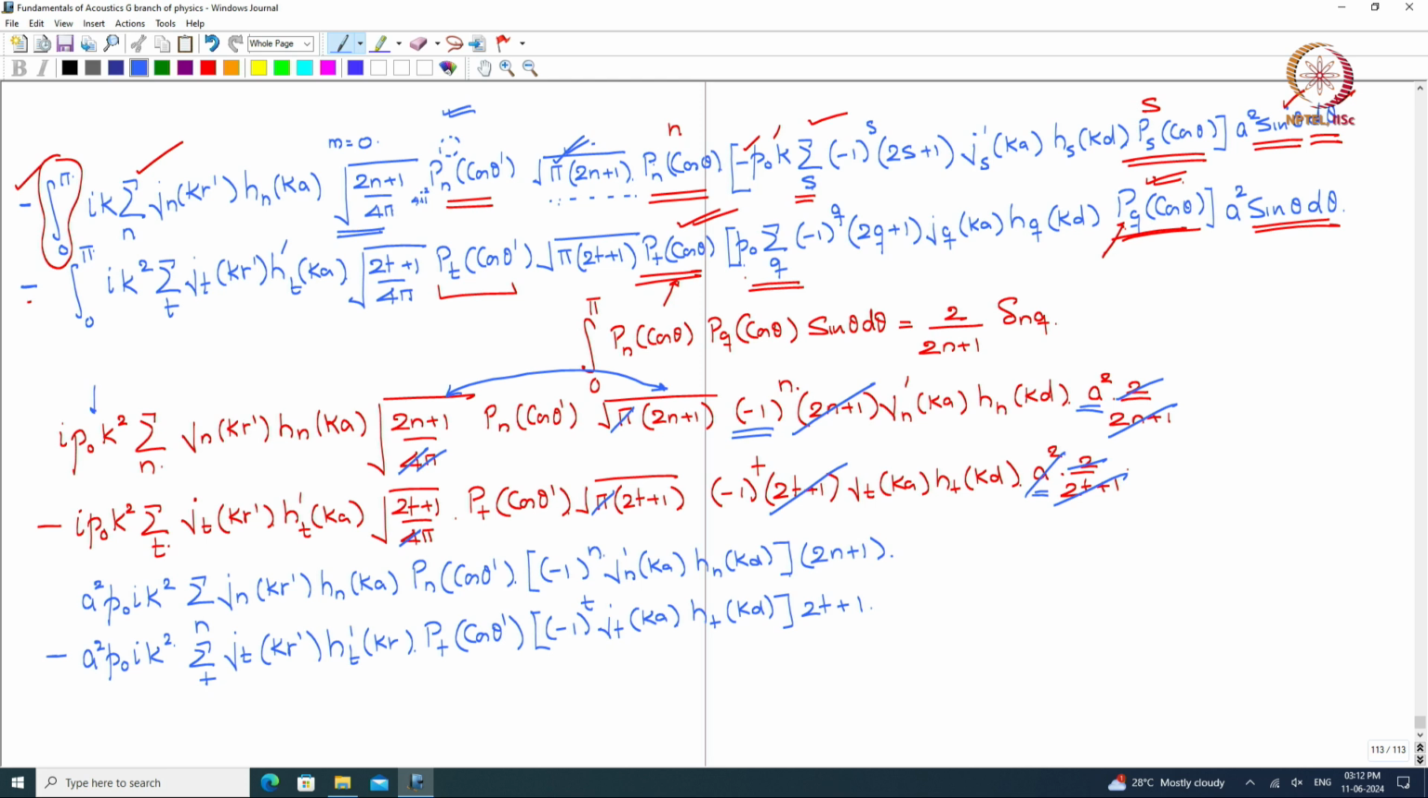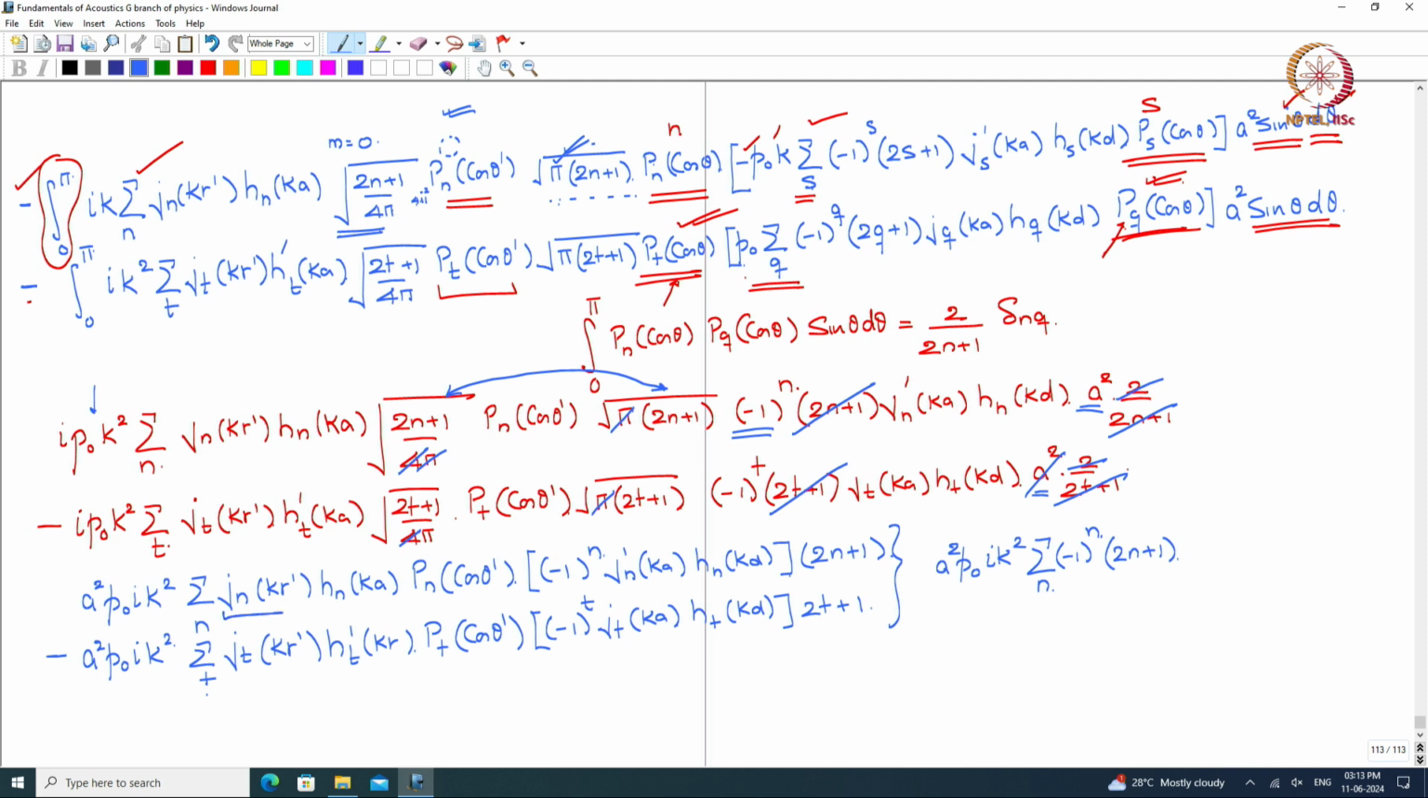So now, because t goes from 0 to infinity and n goes from 0 to infinity, we can combine this term by term. If we combine the two, we get a square p0 I k square, summation n, minus 1 to the power n, 2n plus 1.